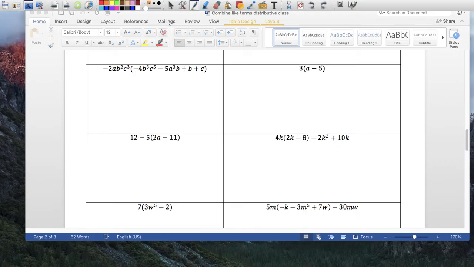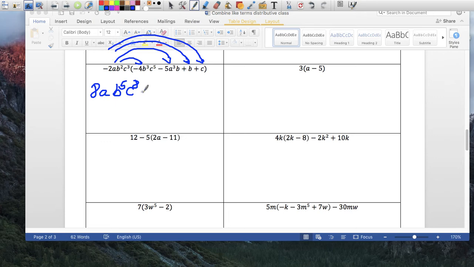Yikes, look at this one. So, negative and a negative, so I know it's going to be positive, so I have to write it down. 2 times 4 is 8. The a, there's nothing to multiply. The b squared times b cubed is going to be b to the fifth. c cubed with a c to the fifth is going to be c to the eighth. So that's this. Again, I'm going to multiply this times this. So there's 4 things I'm going to multiply, right? The 4 terms inside. So let's do the second one.